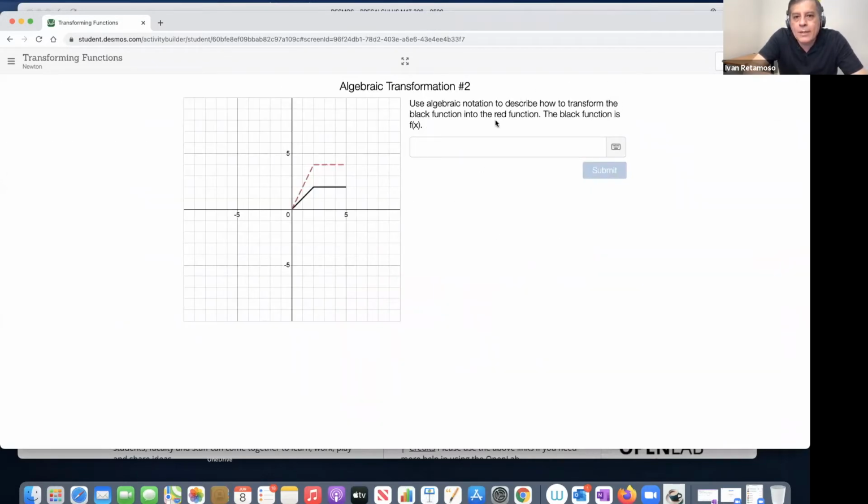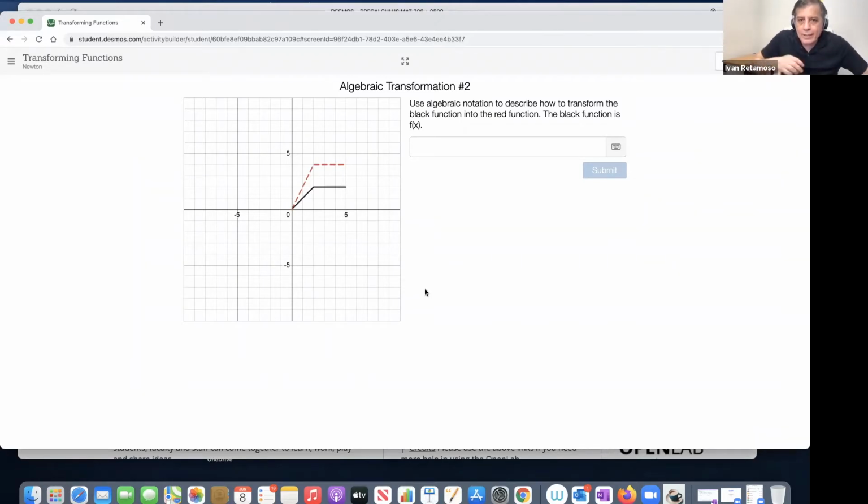It says use algebraic notation to describe how to transform the black function, this one, f of x, into the red function, into this, right? The black function is f of x. So anybody has an idea how you can transform this black function f of x into this red function? By what type of transformation?